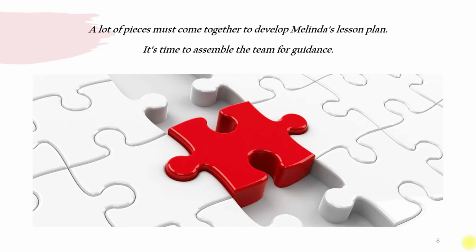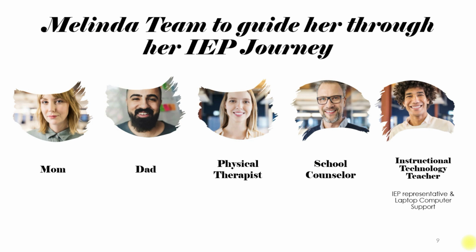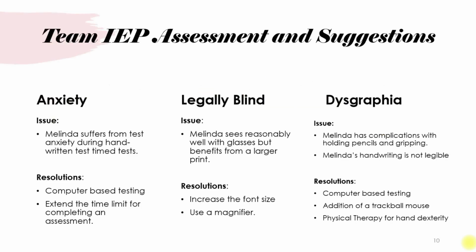In order for Melinda's IEP plan to come together, it requires a lot of individuals networking and working together for her special needs. That consists of her mom, her dad, her physical therapist, her school counselor, and her instructional technology teacher, who also provided her with her laptop and gives her laptop support. So together, her team came up with some tactics or plans in order to help her.